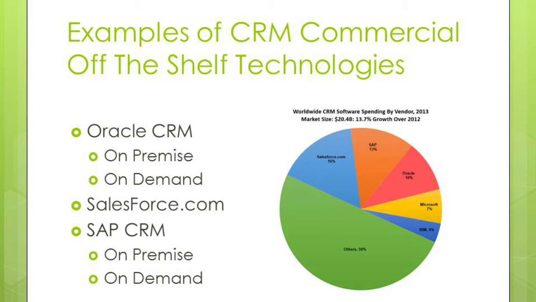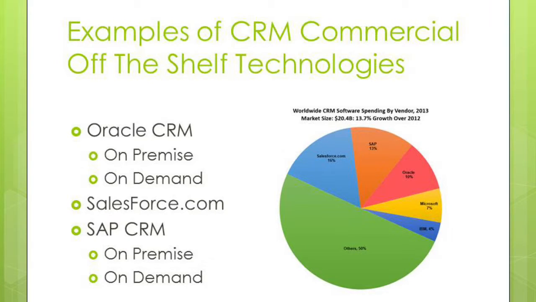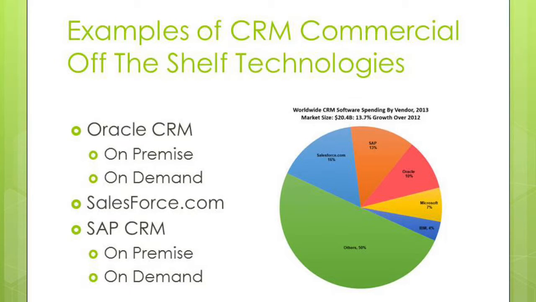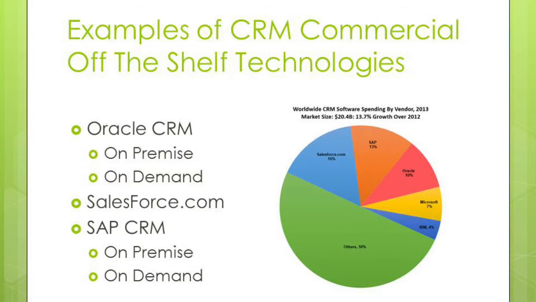Next, we're going to look at some examples of CRM commercial off-the-shelf technologies. The three we're going to look at are Oracle CRM, which offers a solution on-premise and on-demand. And then we're going to look at the SaaS offering of Salesforce.com. And then we'll look at SAP CRM, which offers an on-premise and on-demand offering.